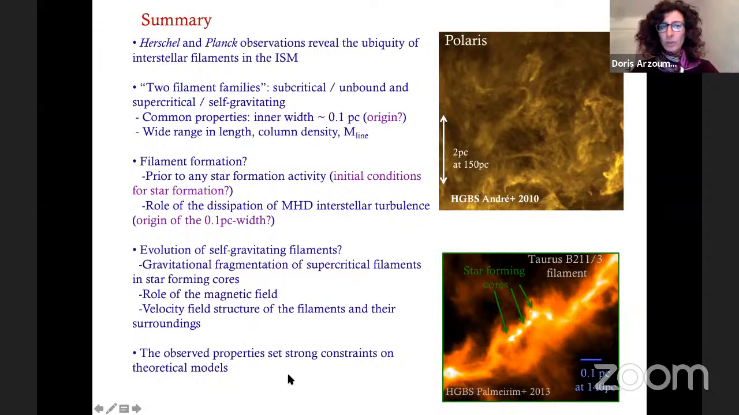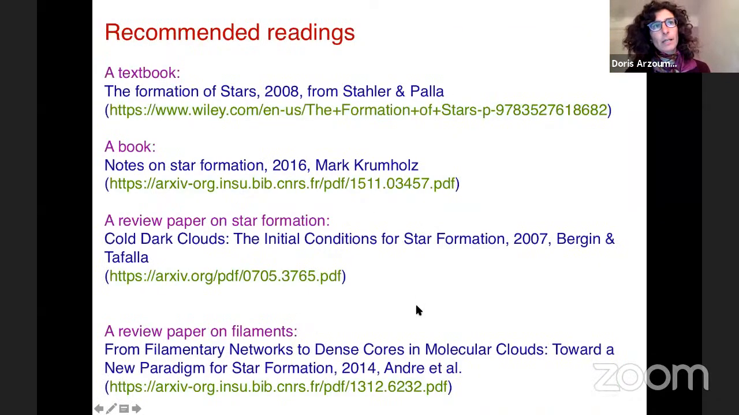And observationally, the properties that we derive from the data set strong constraints on theoretical models, and they are very important in order to understand what's happening. So my last slide is some references that can also complete a bit what I said. The first three are more on star formation and the ISM and molecular clouds in general, and the last one is more a review paper on filaments, the filament properties, and how the filaments play an important role in regulating star formation. So I will stop here, and I'm happy to try to answer your questions.